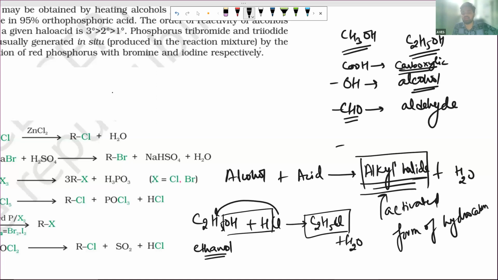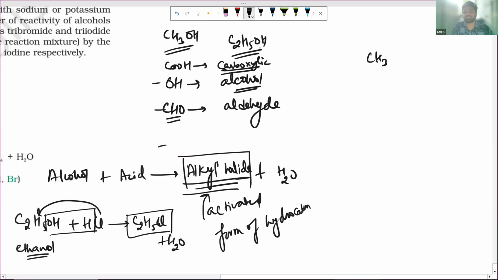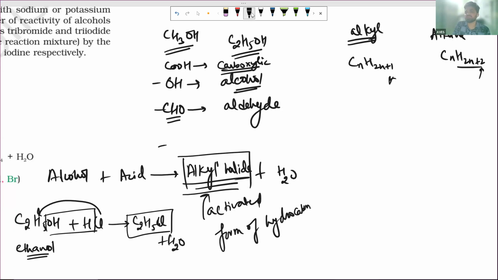Why is it alkyl? You know that these are the alkyl groups. What are the alkyl groups? CH3 is an alkyl group. The chain or the branch with one carbon less is known as an alkyl group. What is the difference between alkane and alkyl? The alkane general formula is CnH2n+2, and the alkyl general formula is CnH2n+1. There is a 2 here and a 1 there, meaning here is one carbon less.